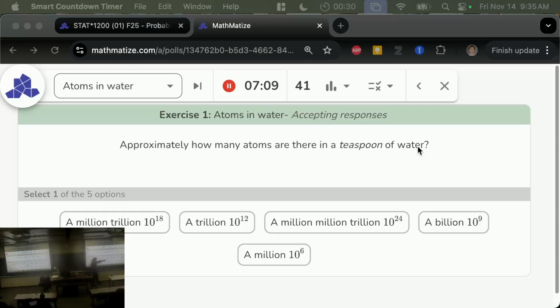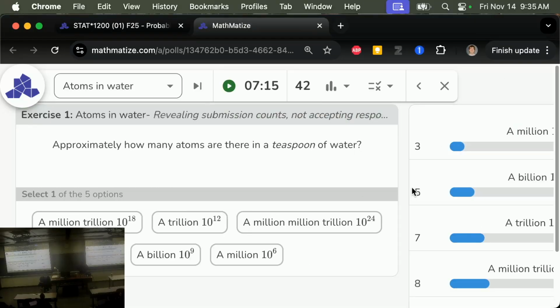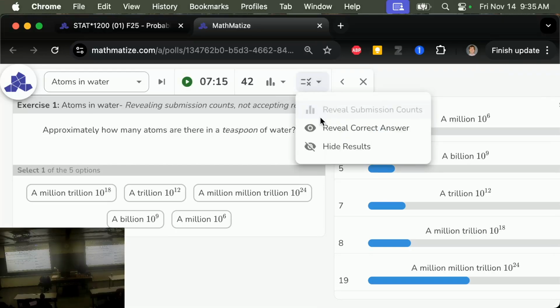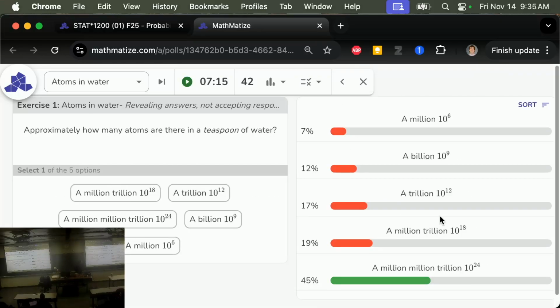Or is it this one I just put in as a joke? A million trillion. Nothing could ever be that big. What is the answer? Of course, it is a million trillion. Only half the class knows how many atoms are in a teaspoon of water. There is one number in chemistry class that gives you a hint.